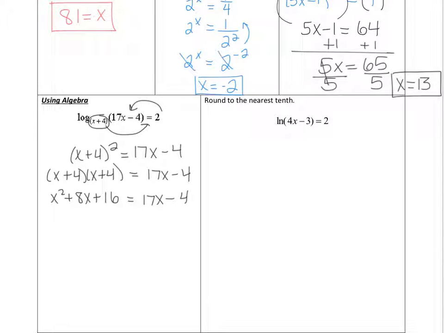Now you should be saying, I have an x squared equation. The only way to solve those is to move everything over to one side, set it equal to 0, factor, and t-chart and solve. Okay, try that and then hit resume when you're done for the answer.